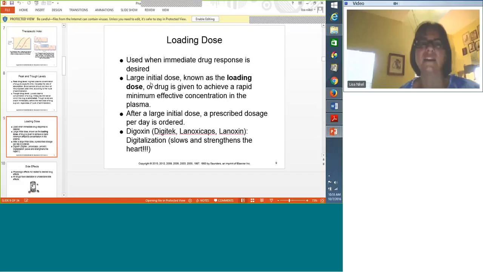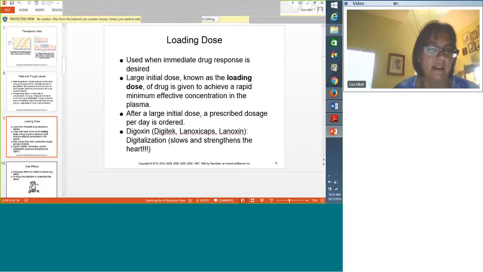So the client gets a large initial dose. And when I say large, I'm not talking lethal. I'm talking larger than their maintenance dose. The loading dose of a drug is given to achieve a rapid minimum effective concentration in the plasma. Then they get on a maintenance dose, which is then referred to as their prescribed daily dosing or their routine dose that is ordered. So loading dose is when we want the drug level to get to the concentration where it's going to have its efficacy sooner than just having the client take their daily maintenance dose to build up in the bloodstream.